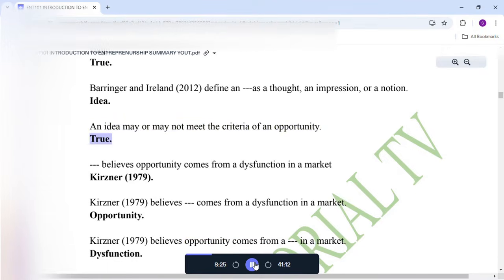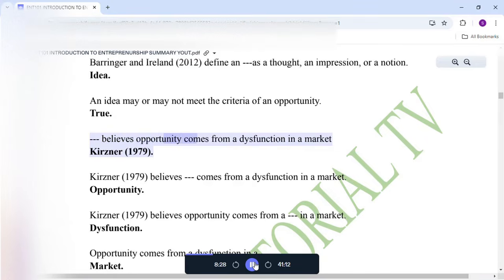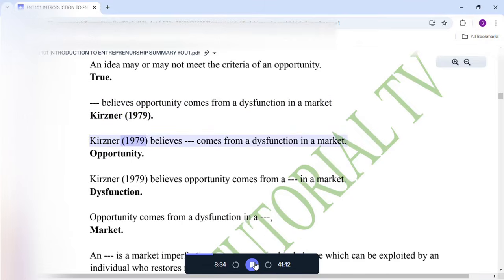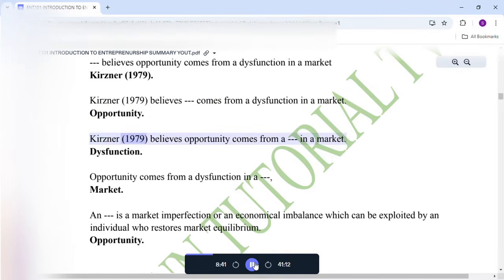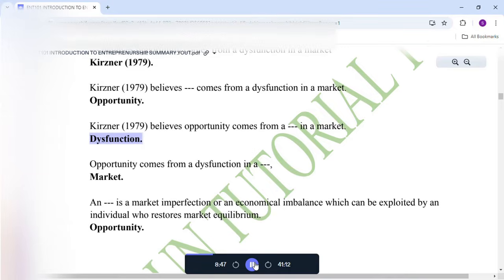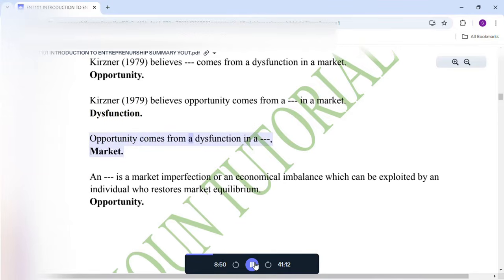Kirzner, 1979, believes opportunity comes from a dysfunction in a market.